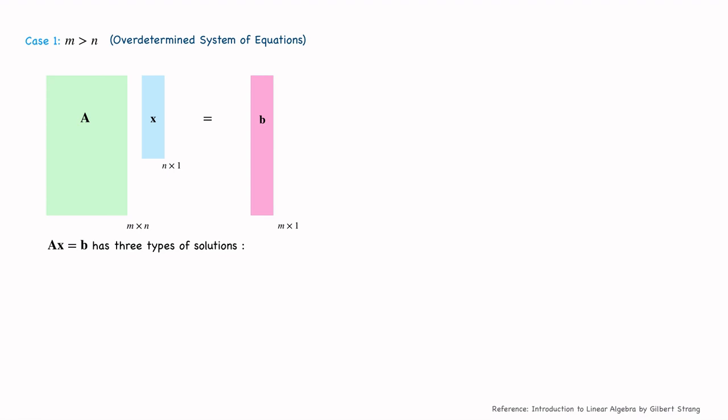Let us also see the overdetermined system of equations. An overdetermined system arises when m is greater than n, which means the number of rows is greater than the number of columns, and the number of equations is greater than the number of variables. When such is the case, your solution vector would be of n cross 1. So solution vectors are always of the dimension of the number of columns, and the transformed vector will always be of the dimension of the number of rows. So what would be the solutions for an overdetermined system of equations? There are three types of solutions.